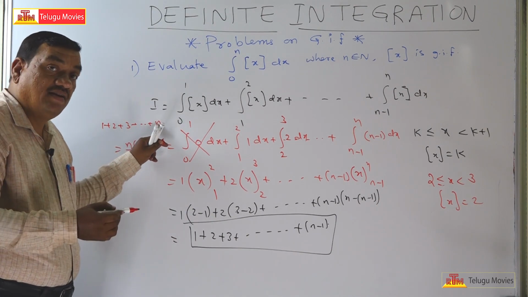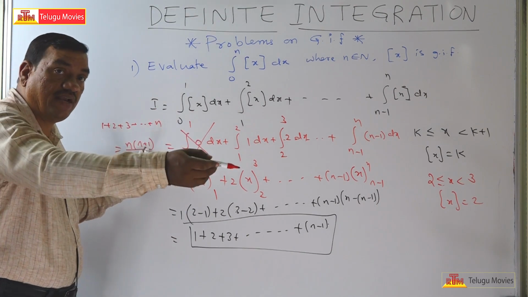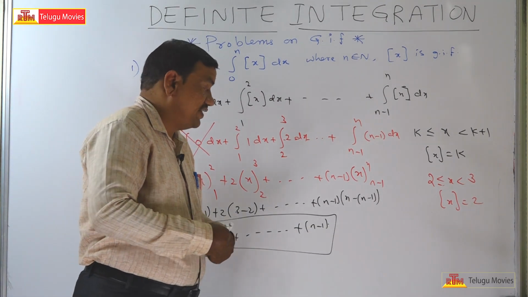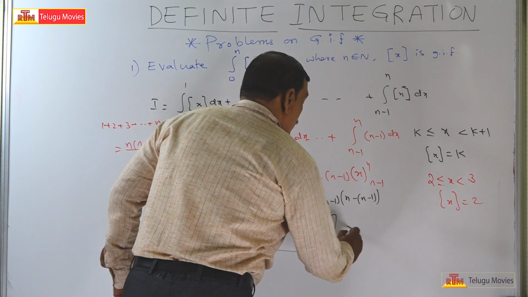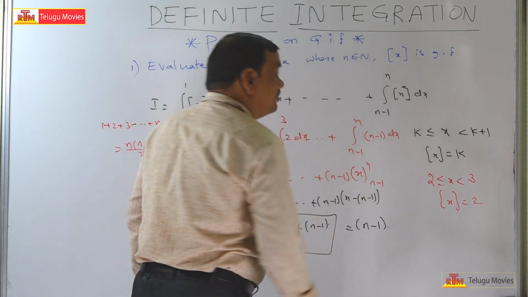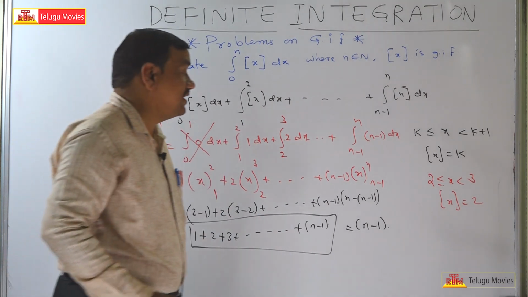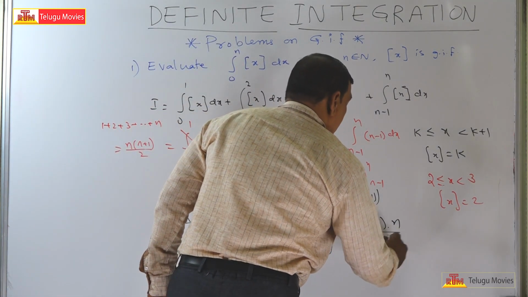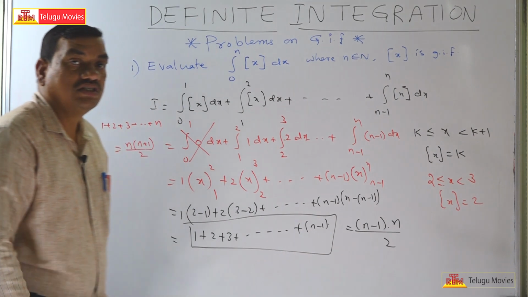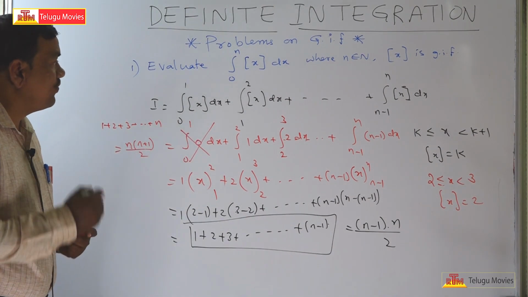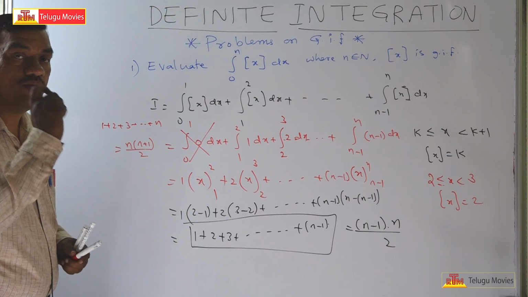If it is n, then n into the next term, (n+1)/2. If it is up to n minus 1, that is equal to (n-1) into, what is the next term after n minus 1? n minus 1 plus 1, that is n by 2. Understand? So that is the sum of the first n minus 1 terms formula. So from this you have to remember one formula.